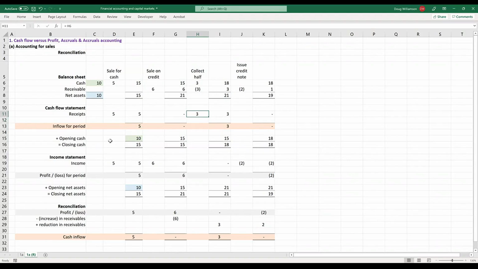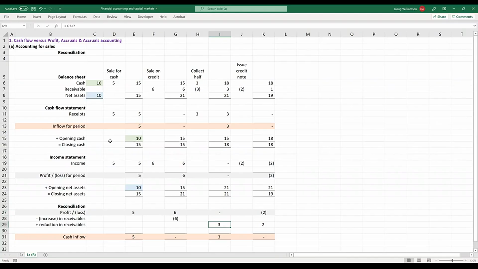Collecting things we already are owed is not income. It's just a collection. So the assets have transformed from receivables to cash. Our net assets haven't changed. It's not income, it's not an expense, so there's no profit or loss for the period. So all other things being equal, we'd expect no cash flow if everything was on a cash basis, but it isn't, because we gave credit and we collected some.